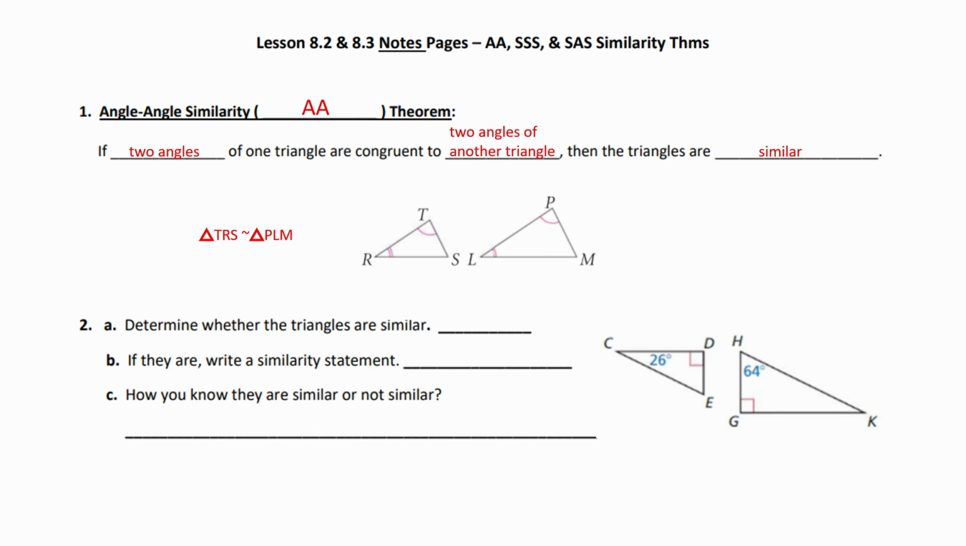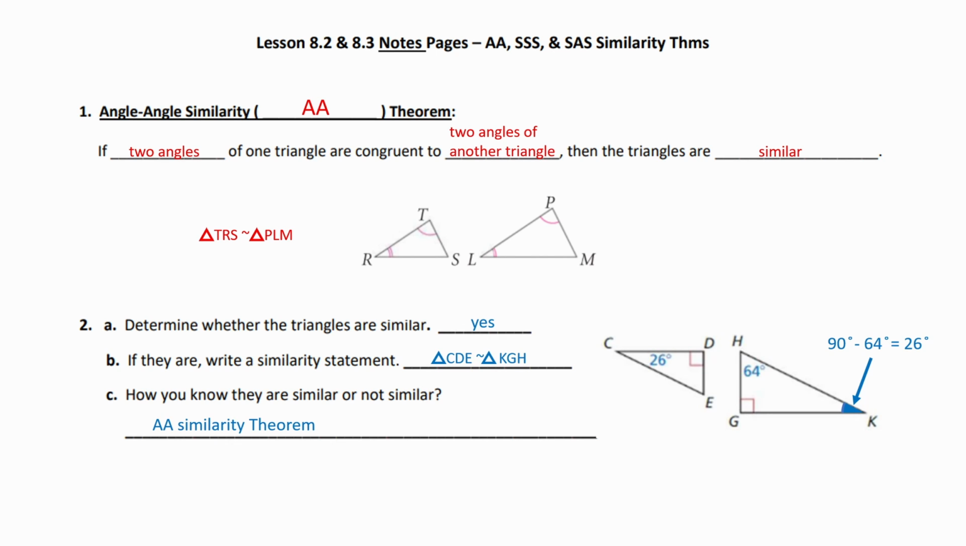Part 2 says we need to determine whether or not the two triangles to the right are similar. So we have triangle CDE and triangle HGK. They're both right triangles, and we know that angle C is 26 degrees and angle H is 64 degrees. I found the measure of angle K by taking 90 and subtracting 64, which gives angle K as 26 degrees, which means yes, they are similar. Our similarity statement could look like this: triangle CDE is similar to triangle KGH.